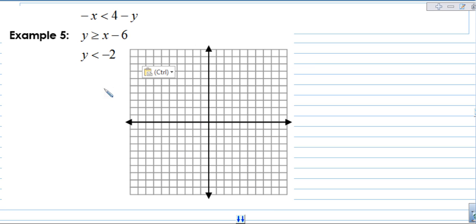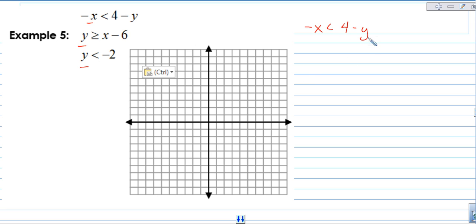Example 5. This is where we step it up. We have 3 inequalities now. Make sure they're all solved for y. Well, this one is, but this one is not. So we need to solve it for y really quick.